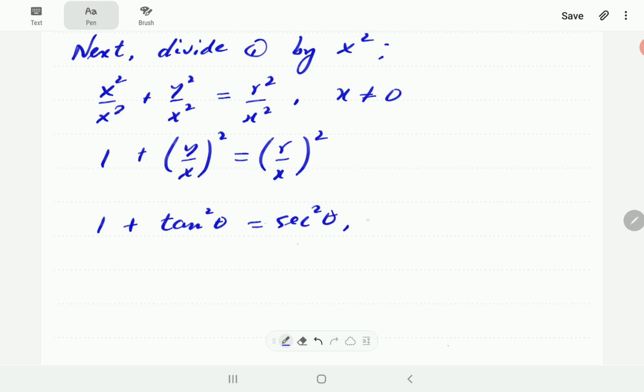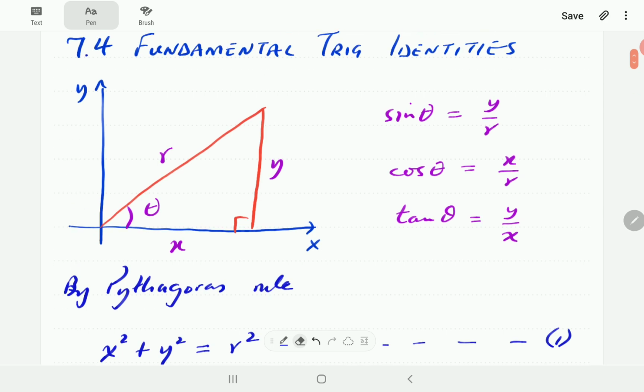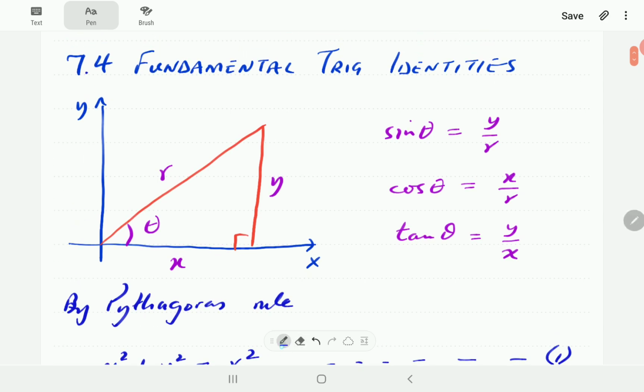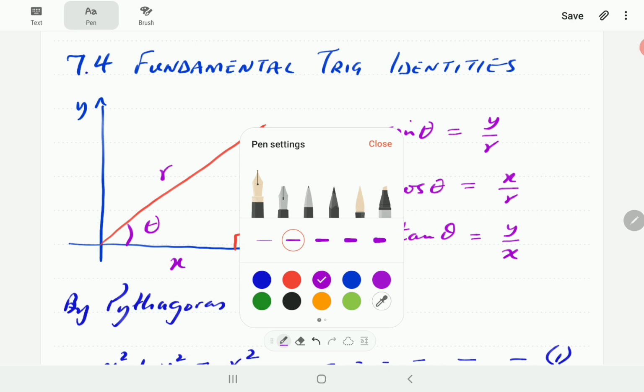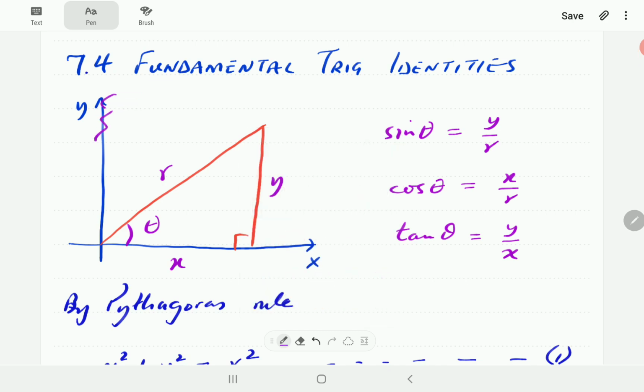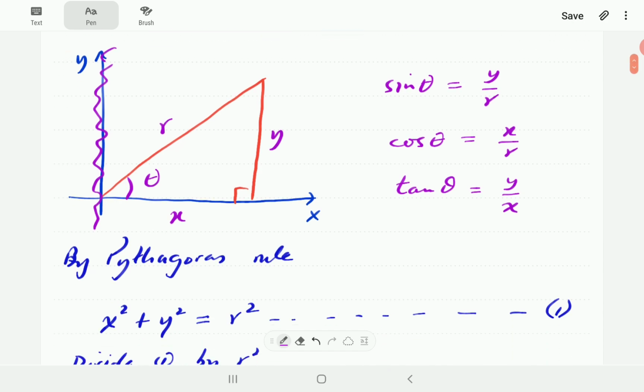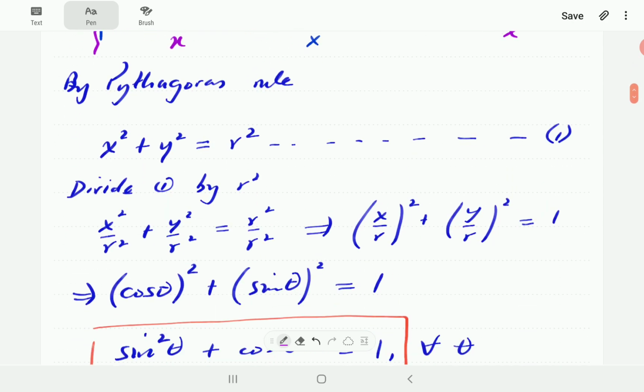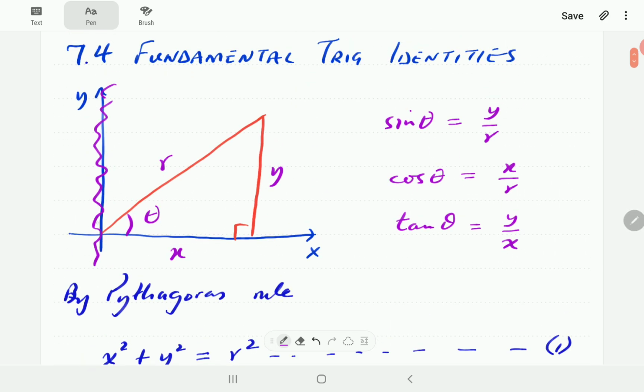Now this formula is going to be true so long as theta is not an angle along x equals 0. So remember, we want x to be different from 0. Well, where is x equal to 0? x is equal to 0 along the vertical axis. So that identity is going to be true so long as x is not along the vertical axis. What angle is along the vertical axis? There are two angles. This angle here is 90, and then this angle here is 270.